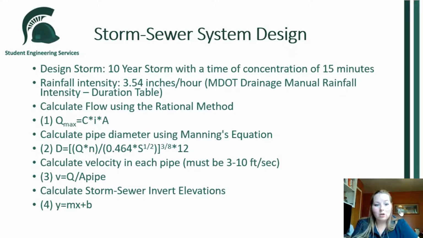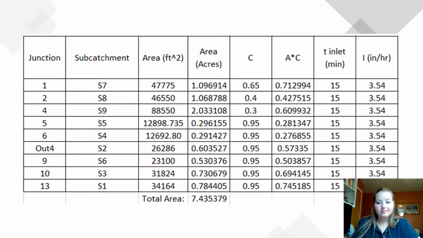And then once we know the diameter and the flow in each pipe, we can calculate the velocity in each pipe, which must be between 3 and 10 feet per second as required by the Ingham County Drain Commission. And storm sewer invert elevations are calculated using the linear equation y equals mx plus b.